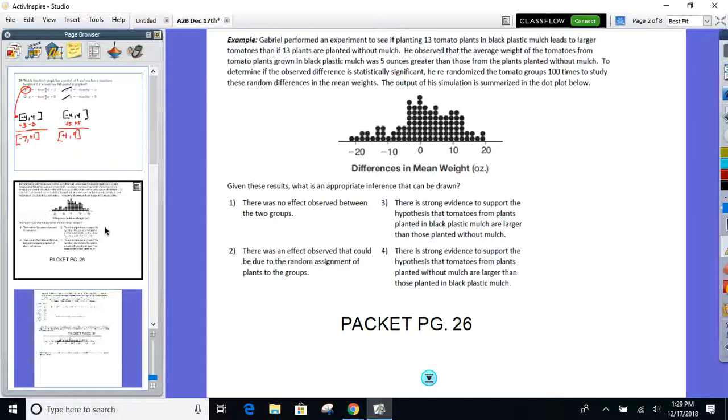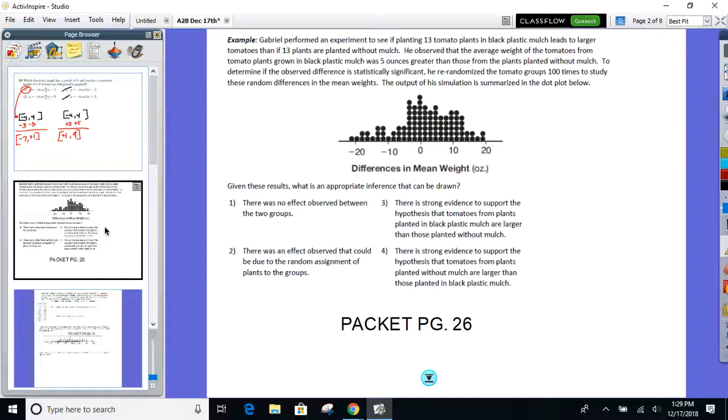All right, what is the difference in the means here? On average, how much higher did the black plastic mulch grow than the ones without? About 5 ounces more. I guess we're doing weight, right? It weighed about 5 ounces more. Hey, they did it for you. You don't have to calculate the mean. You don't have to subtract them. It's 5. Now the next step, go to the simulation, find out where 5 is.